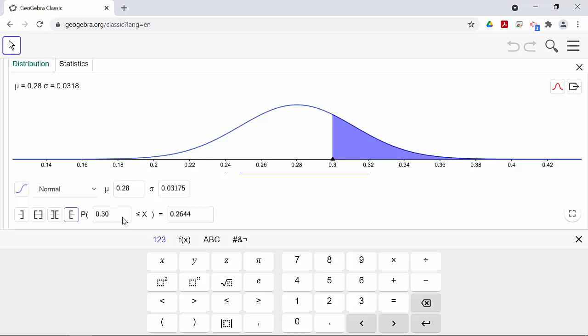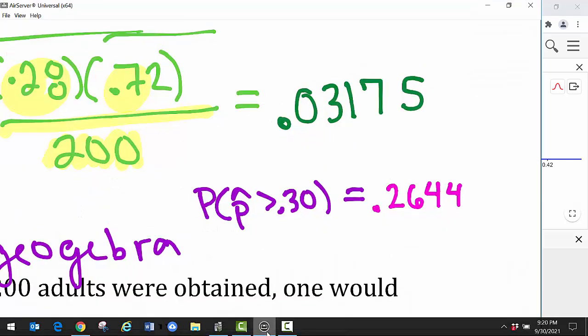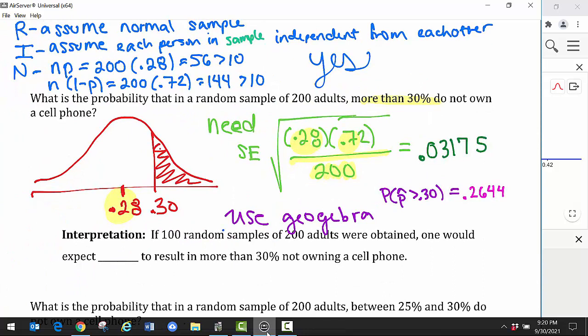And so it turns out that is a 0.2644 probability, or 26.44%. So to answer my question, this is about 26% of the curve. The probability of taking a sample of 200 adults out of this population and getting 30% or more who do not own a cell phone, given that the true value is 28%, is 26%. So the chance of getting a little bit of a high sample, 30% or higher, is 26%.